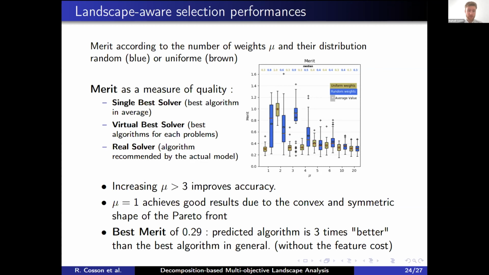And when we have a merit between 0 and 1, the closer we are to 0, the closer we are to the virtual best solver. So when we are at 0, that means the model does not make any mistake.